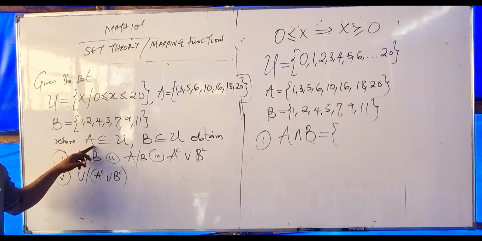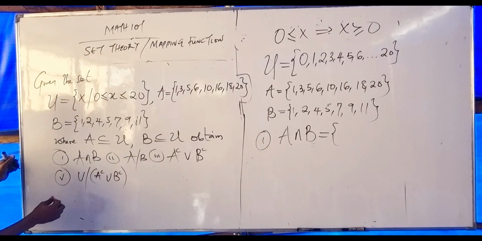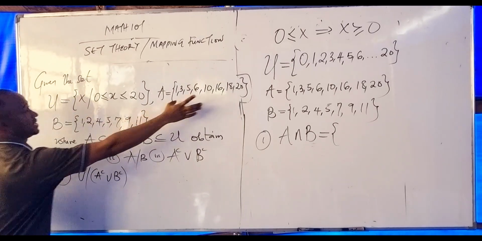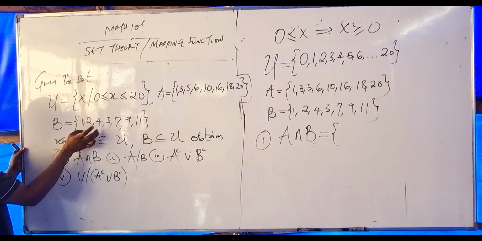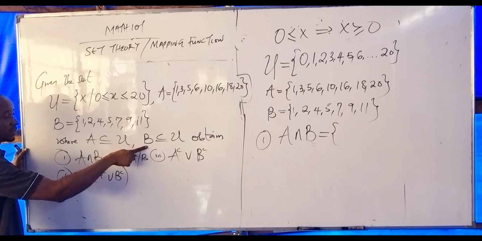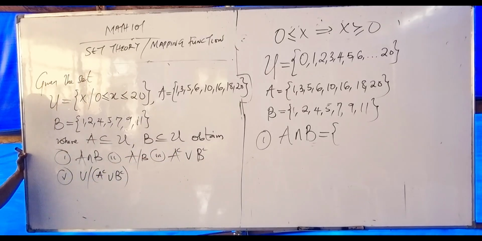I want to explain this now. What they are saying here is that A is a subset of the general set. That means every element in A is in this. A is part of the universal set, and B is also part of the universal set. Are you getting this?